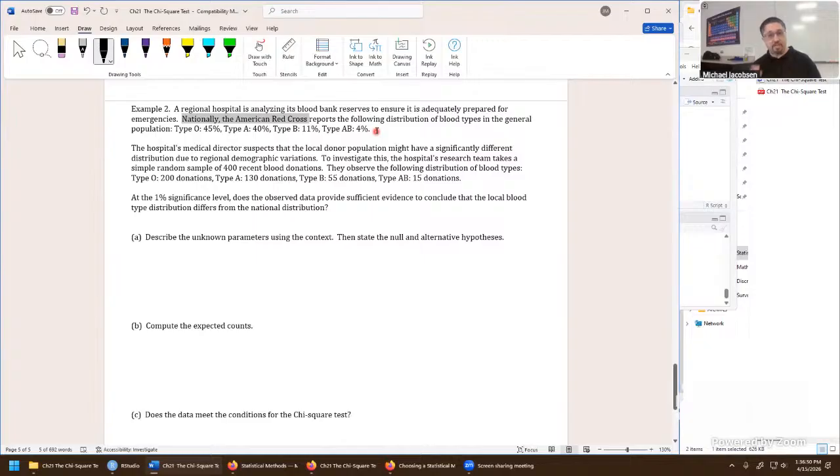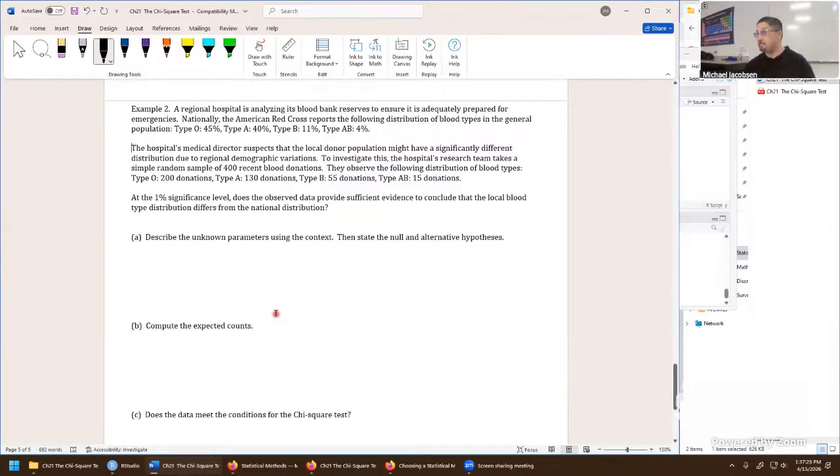But if you go to just a really specific region anywhere in the USA or maybe in a different country, those change. That's not universal everywhere in the USA. It's just a national average. And change the country, they can change here as well. So here's the context. A regional hospital is analyzing its blood bank reserves to ensure it is adequately prepared for emergencies. Nationally, American Red Cross reports distribution of blood types in the general USA population to be these values.